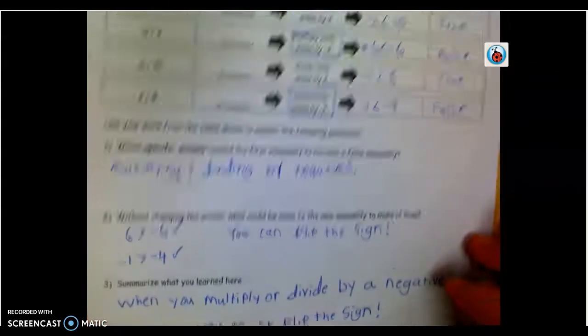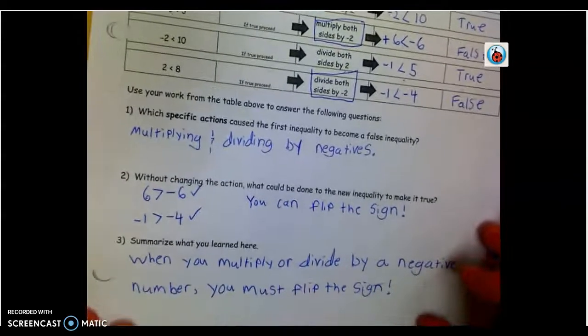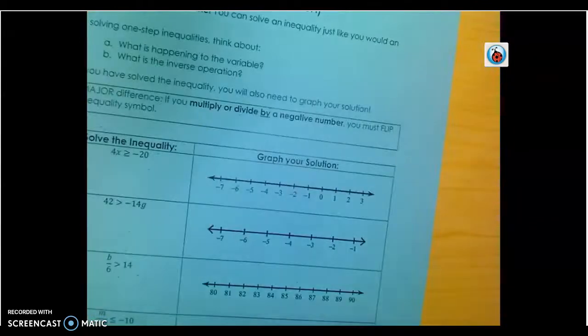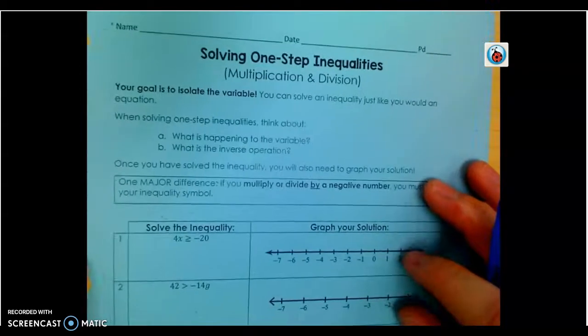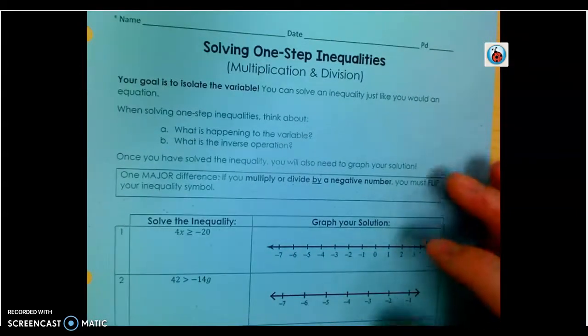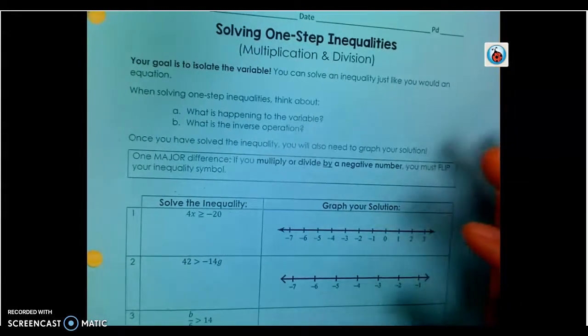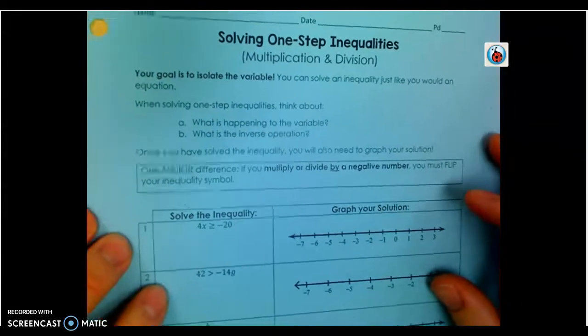All right, if you need time to copy any more of this down, feel free to pause the video, but I'm going to move on to the next paper. The next paper you should have is this blue solving one-step inequalities. So if you are not ready, pause the video, but if you are, I'm going to continue going over this worksheet now.